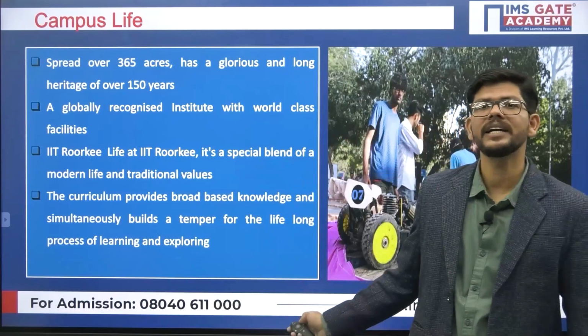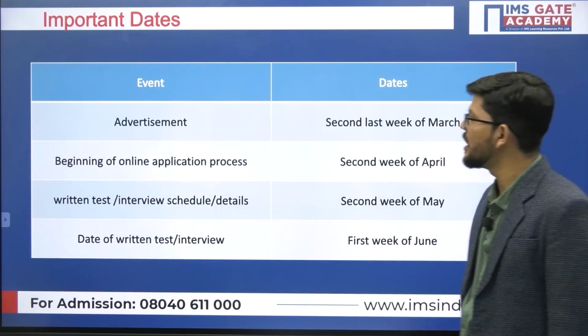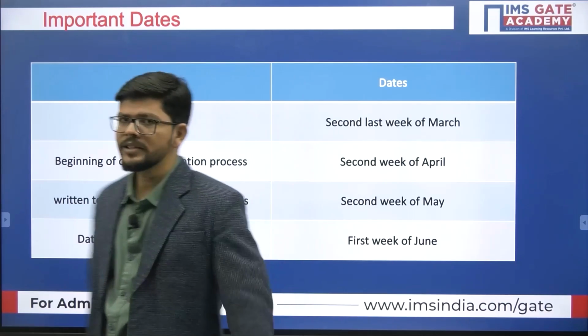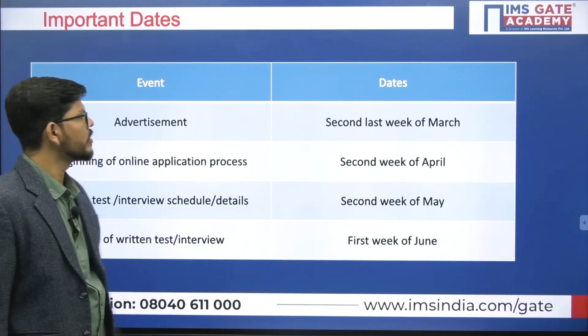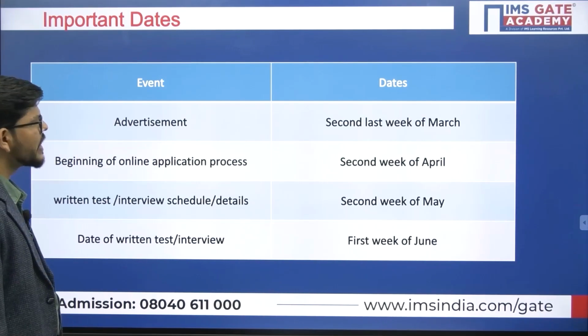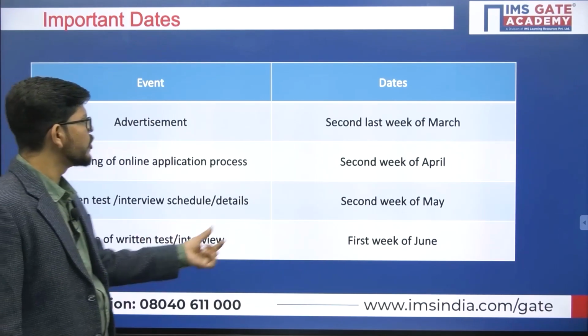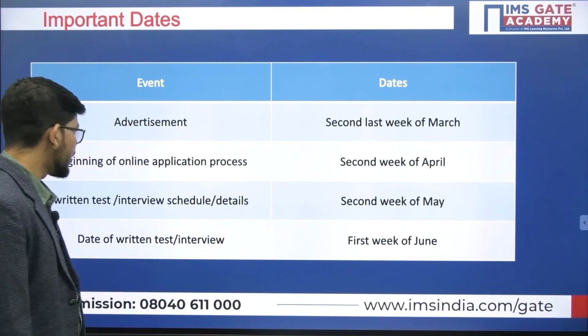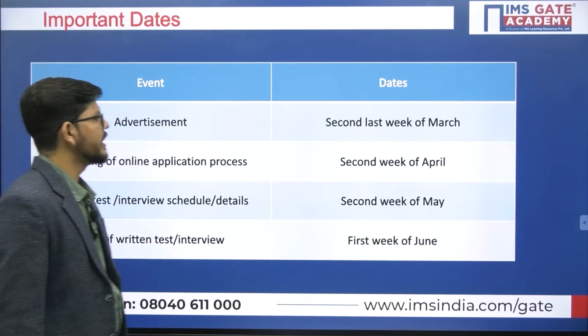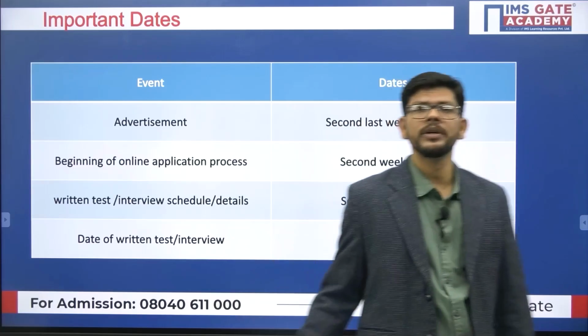Now, talking about the important dates, the advertisement is going to be released on the second last week of March. The application process will begin in the second week of April, and the interview schedule you will get in the second week of May. Then the written test will finally be held in the first week of June.